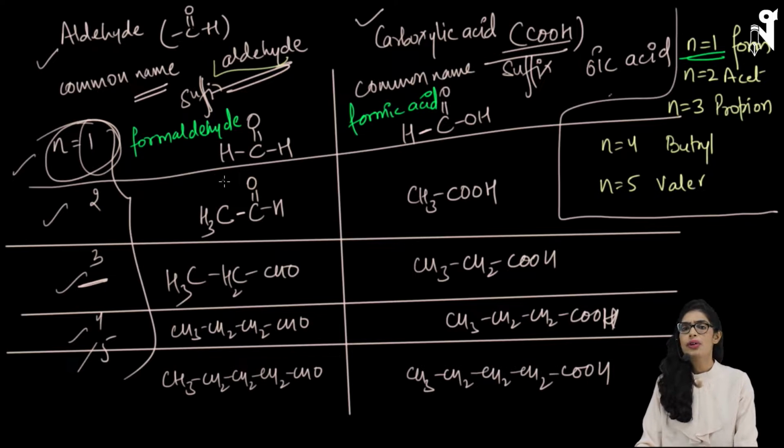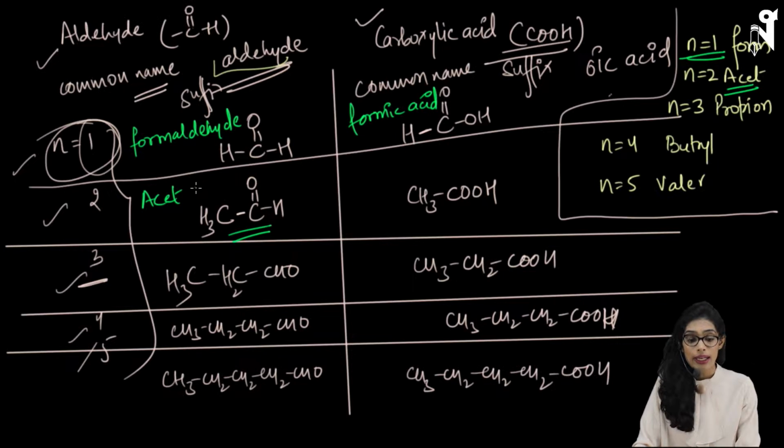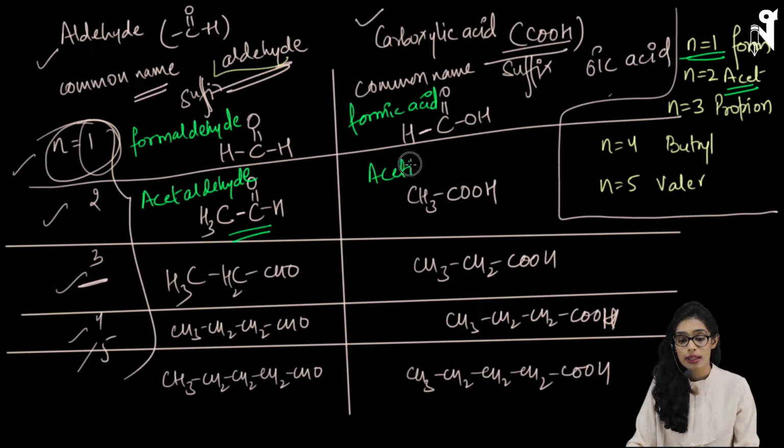Similarly, you must have heard of these names. You must have seen them somewhere. Now in the second case, the common name for the word root is acet, with acid and aldehyde. So that's how it becomes my common name. Here it will be acetic acid. It's only ic acid, not oic acid. Oic acid is used in the IUPAC naming, that is standard naming. Here it is only ic acid, not oic acid.